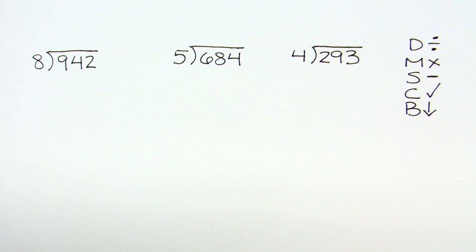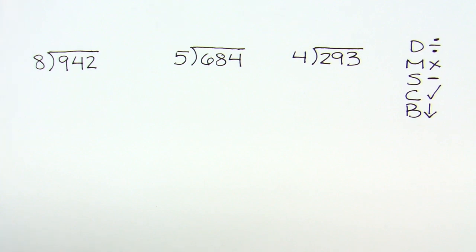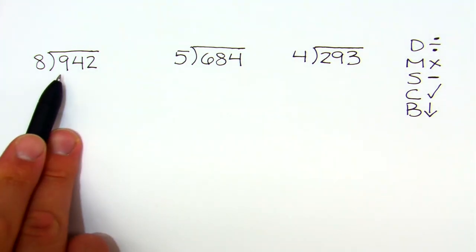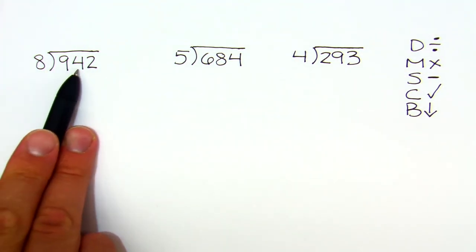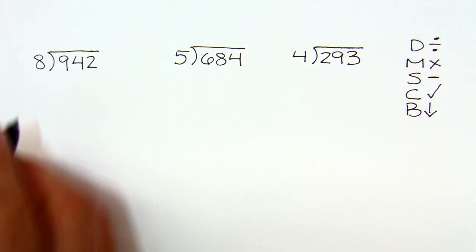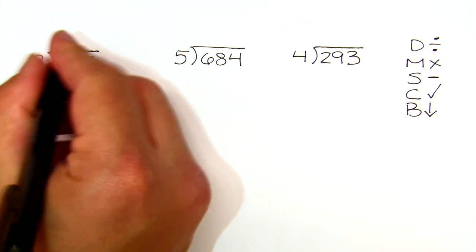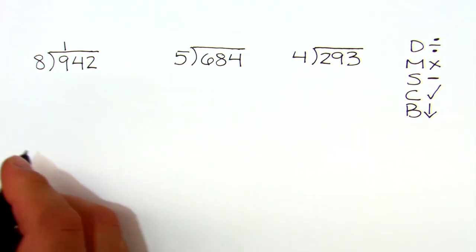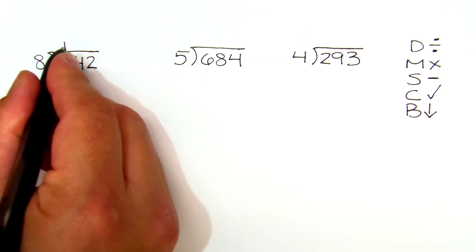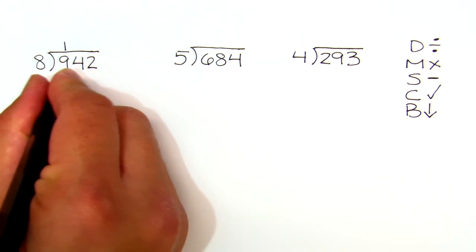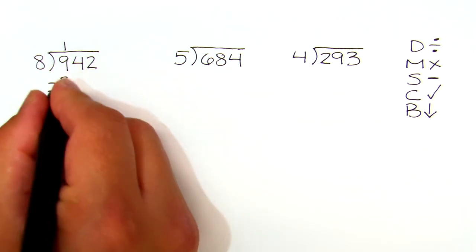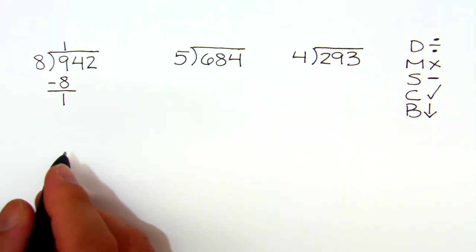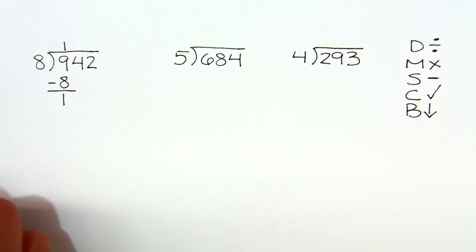Okay, you paused the video, you solved these 3 problems, and now we're gonna take a look and see how you did. In this first problem, we have 942 divided by 8. So we go step by step through, okay? 8 can go into 9 one time. That's our division step. We now multiply. 1 times 8 is 8. We now subtract. 9 minus 8 is 1. We now check. 1 is less than 8, so we're good.